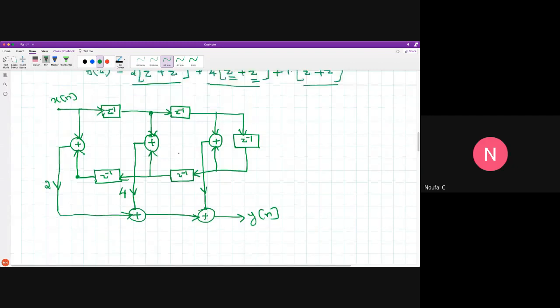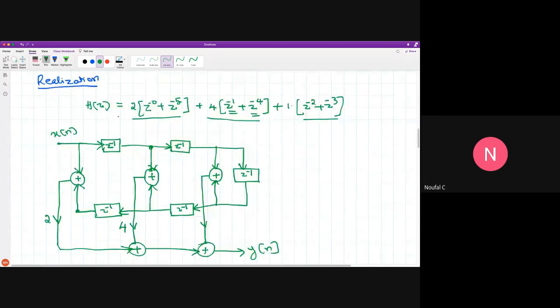Okay, so you look at this equation. It has got a nice form, that is, you have a single term that has to be multiplied, and you can group 2 delay elements together. So z raised to minus 0 plus z raised to minus 5 would be 1, taken from this point, and another one would be taken from this point, and both of them can be added together. Then you multiply that with 2.